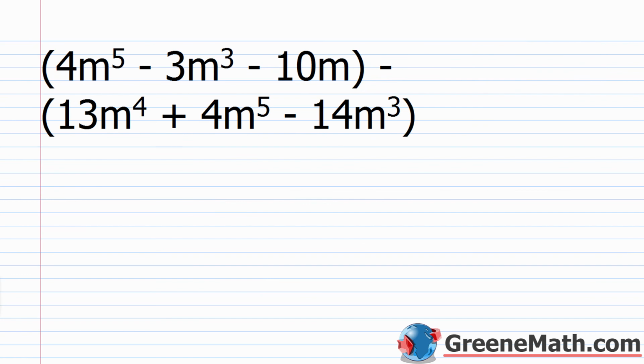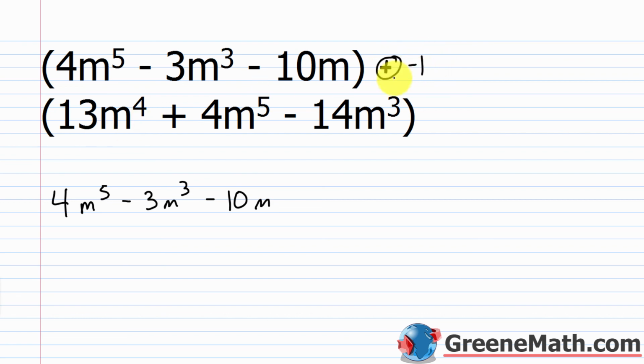All right, now we're looking at 4m to the 5th power minus 3m cubed minus 10m. And we're subtracting away 13m to the 4th power plus 4m to the 5th power minus 14m cubed. So again, this first part stays the same. So I have 4m to the 5th power minus 3m cubed minus 10m. And then, look, I have this minus sign out in front of the parentheses. So just put plus -1.